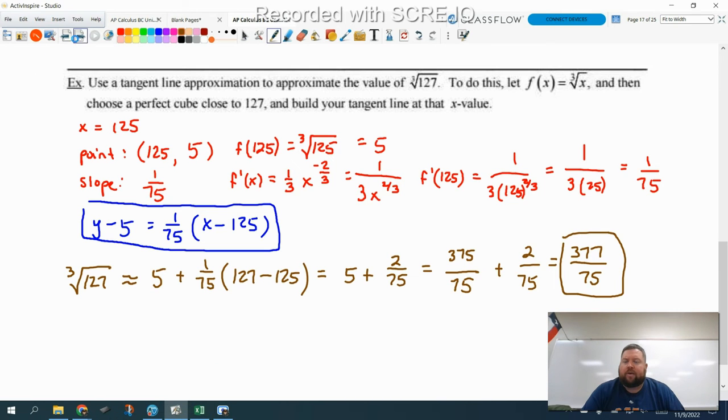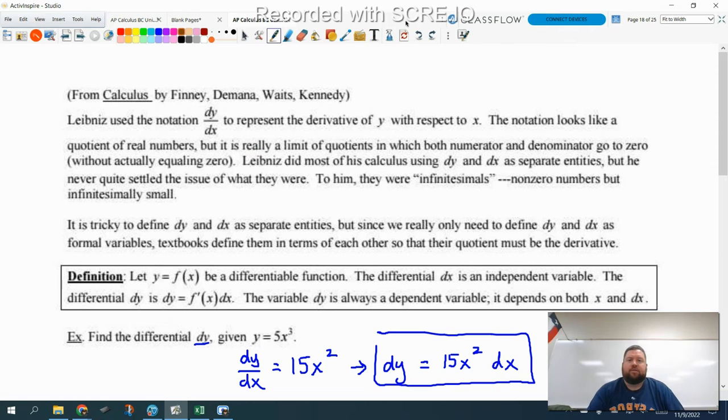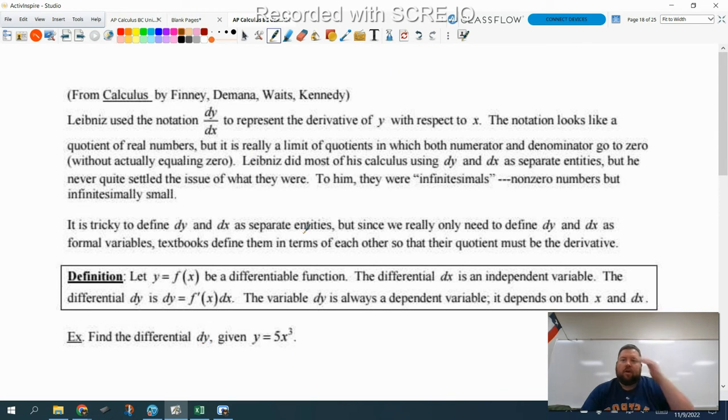All right, on the back, we are going to talk about differentials. So Leibniz used the notation dy over dx. We've been using that before. We call that Leibniz's notation to represent the derivative of y with respect to x.